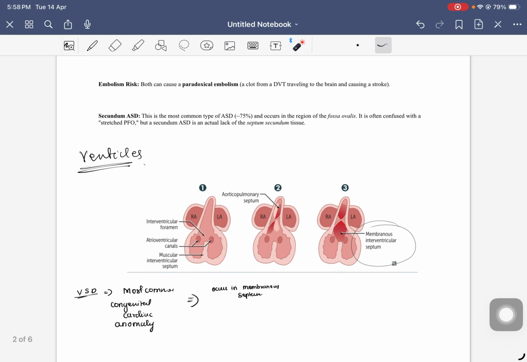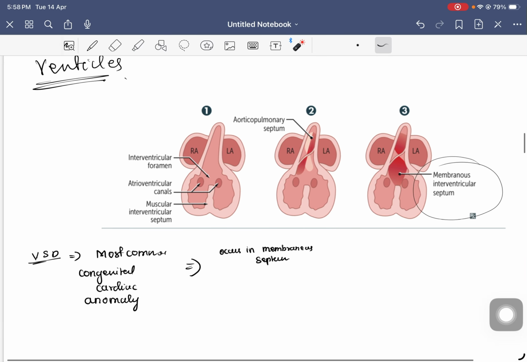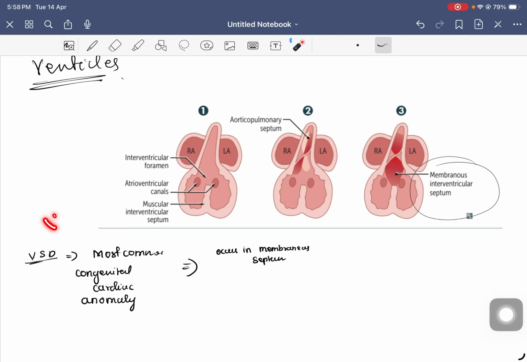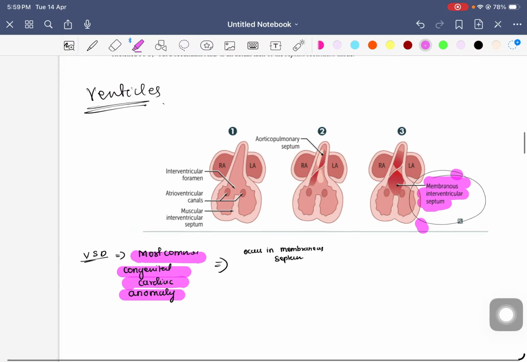So now let's move on to the ventricles of the heart. If we look at the ventricles of the heart, we have to know what is ventricular septal defect. This is the most common congenital cardiac anomaly. Remember, if they ask what is the most common congenital cardiac anomaly, it is ventricular septal defect, and this occurs in the membranous interventricular septum.